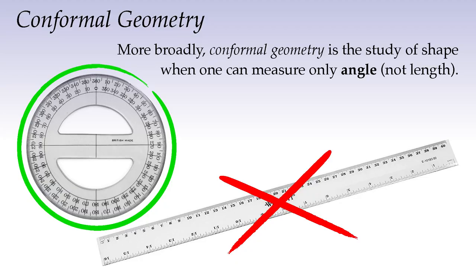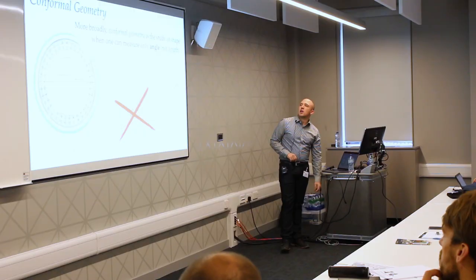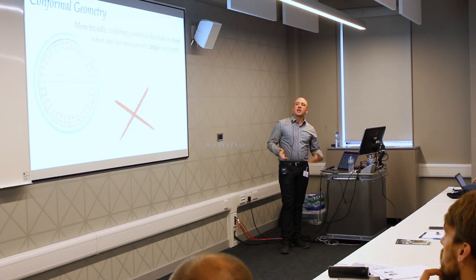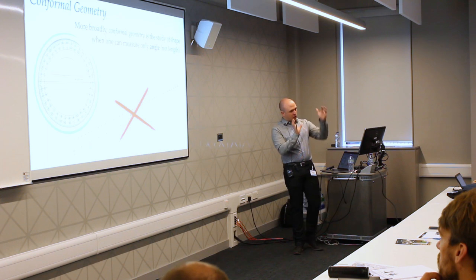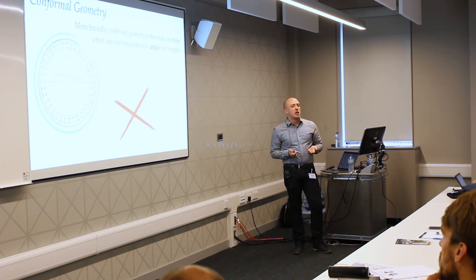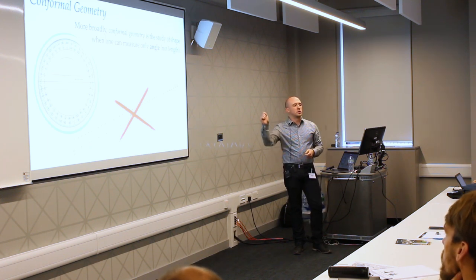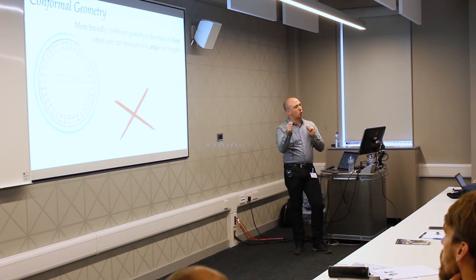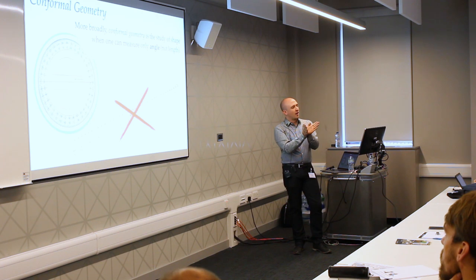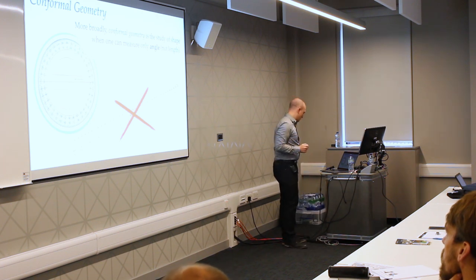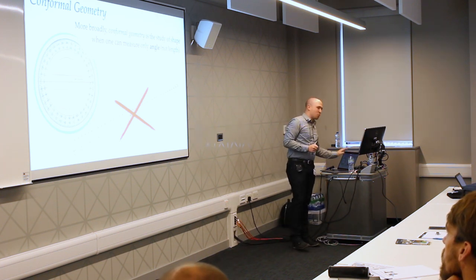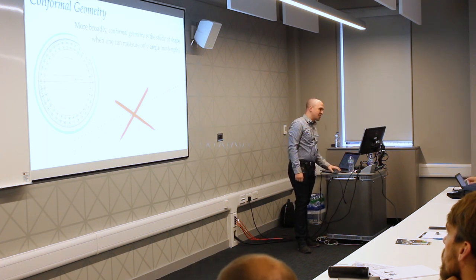So more broadly, beyond this simple problem of making a map of the spherical Earth, or the nearly spherical Earth, conformal geometry is just saying, what can I know about geometry? If I look at a piece of geometry, what can I say about it if I'm only allowed to make measurements of angle? I'm never allowed to pull out my ruler and say how far away two points are. I'm only allowed to say how well aligned things are. And it's a surprisingly rich topic, surprisingly large number of things you can still say, even when you cannot measure length.